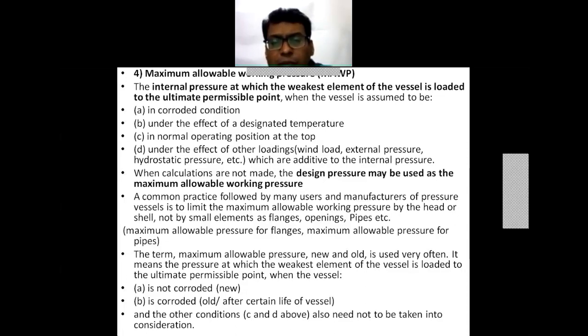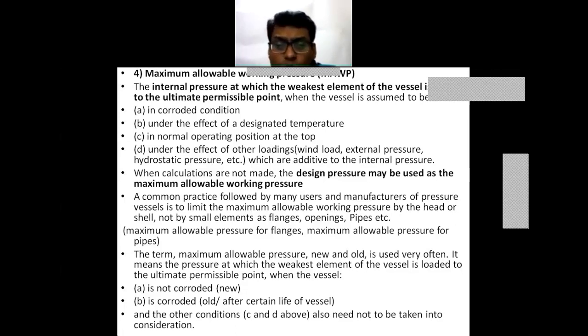Then the maximum allowable pressure for flanges and the maximum allowable pressure for pipes also have to be taken into consideration. The term maximum allowable pressure, new and old, is used very often. It means the pressure at which the weakest element of the vessel is loaded to the ultimate permissible point.